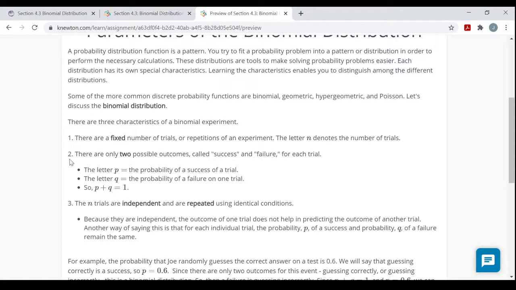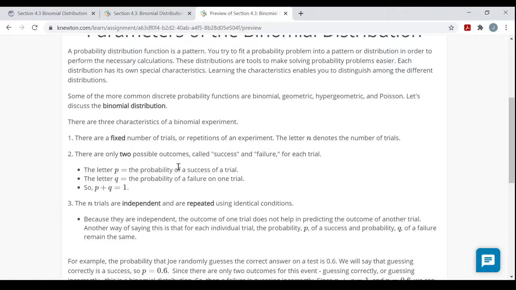Number 2, in each of these n trials, in each of these n repetitions of the experiment, there are only 2 possible outcomes. That's why this is given the name binomial: 2 names, 2 outcomes in each trial. We can call them a success and a failure, depending on what we deem to be a success and what we deem to be a failure, or not success.